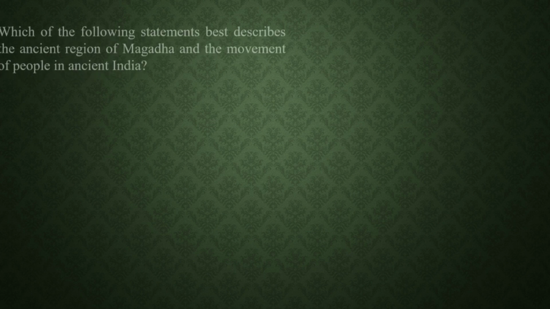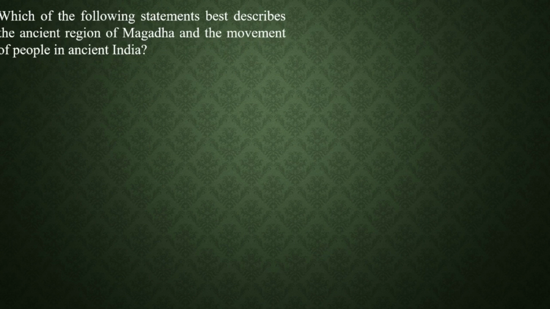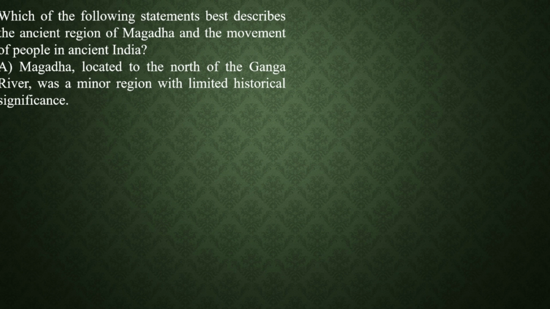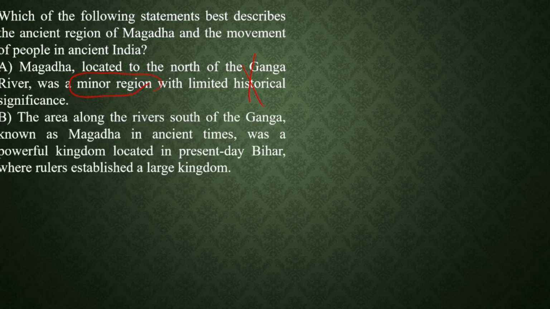So let us now discuss some questions based on the class 6 NCERT, whether you are able to recall these things or not. Okay, let us test the knowledge. First question आपका है: which of the following statements best describes the ancient region of Magadha and the movement of people in ancient India? Option A: Magadha, located to the north of the Ganga river, was a minor region with limited historical significance. Question क्या पूछ रहा है? Correct पूछ रहा है. This statement will be false for us. Option B: The area along the rivers south of Ganga, known as Magadha in ancient times, was a powerful kingdom located in present day Bihar, where rulers established a large kingdom. Seems to be true.